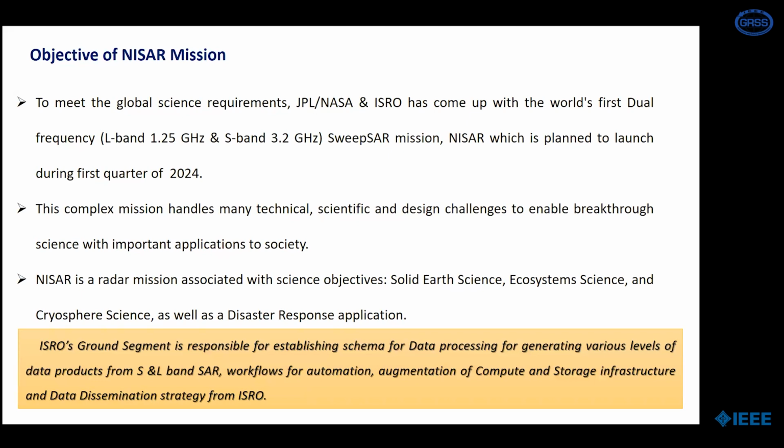This is a very complex design, because two agencies are participating, and also because of its high technical capabilities, there are different design challenges as well. So the main objective of NISAR is to provide the data sets for meeting applications in solid earth and ecosystems, cryosphere, as well as disaster response. The ISRO ground segment is responsible for acquiring, then processing and disseminating the data, and we have to plug into our existing infrastructure.